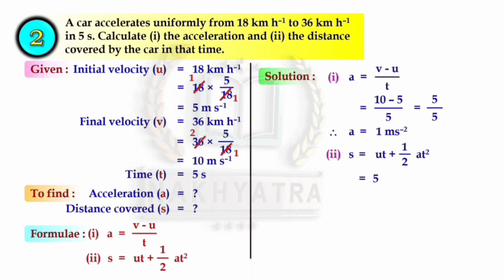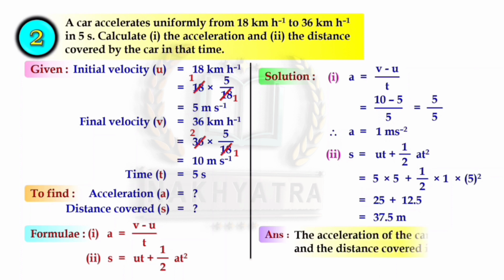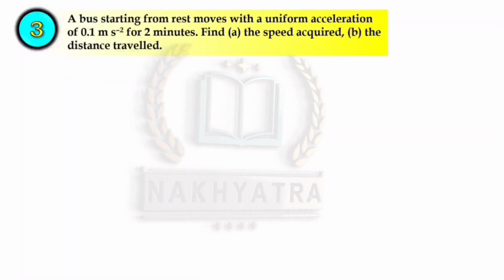So we know that initial velocity is 5 and the time is also 5 seconds. So 5 into 5 plus half into acceleration is 1 into time is 5, so 5 square. Now do the calculation. This is easy calculation. So we will get the distance covered s equal to 37.5 meter. So the answer is the acceleration of the car is 1 meter per second square and the distance covered is 37.5 meter. Clear everyone? Next we will see question number 2.